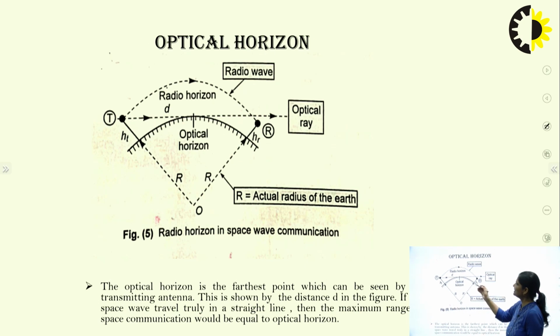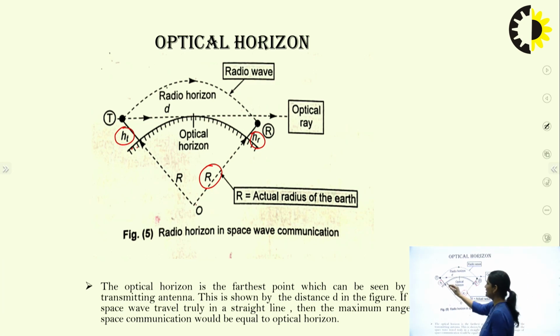Now here you can see this is your optical horizon. This is the transmitter side, this is the receiver side, and this is your earth. This is the height of the transmitter, HT, and this is the height of the receiver, HR. Here O is the origin point, and R is the radius from the origin to the transmitter and from the origin to the receiver. It is represented by capital R, the actual radius of the earth.